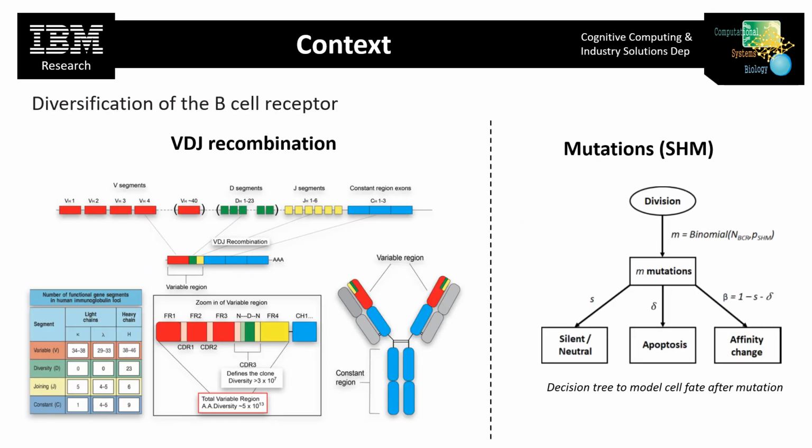This diversification of the antibody or the B-cell receptor comes from two different processes. The first one is VDJ recombination during the creation of the B-cell receptor. The second one is somatic hypermutation, which is like accelerated mutation that happens later on during the selection phase, like in the germinal center.